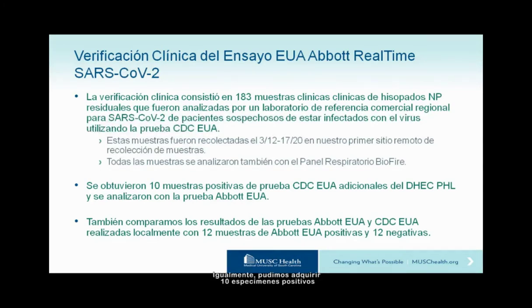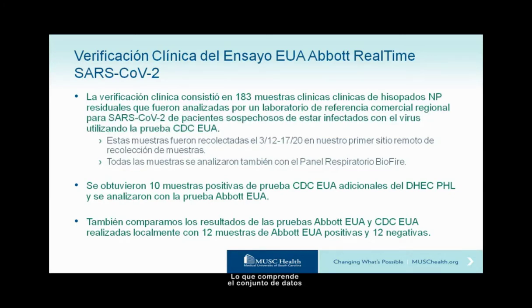We were also able to acquire 10 positive specimens from our local public health laboratory that had been tested by the CDC assay. And then we had finally received our FastDX instrument. And since we had all of the reagents on hand, we did a local lab comparison, if you will, of the CDC EUA assay performed at MUSC with the Abbott results. So we did that with 12 positive and 12 negative specimens.